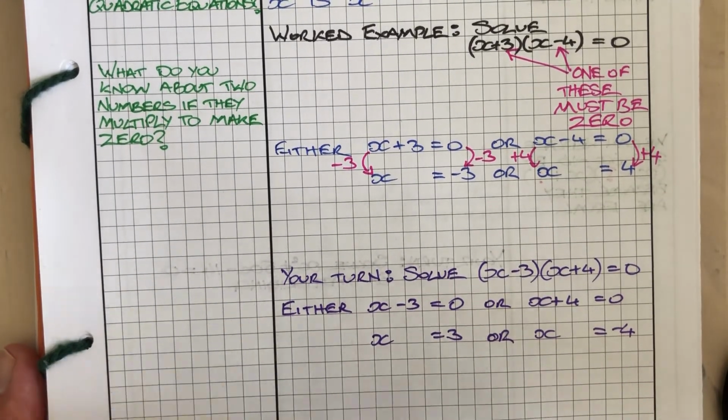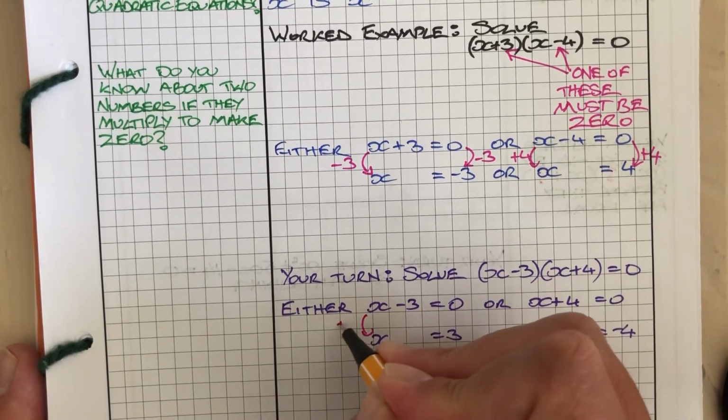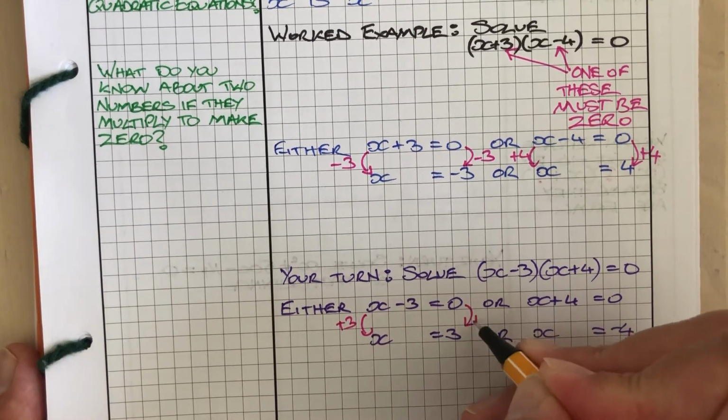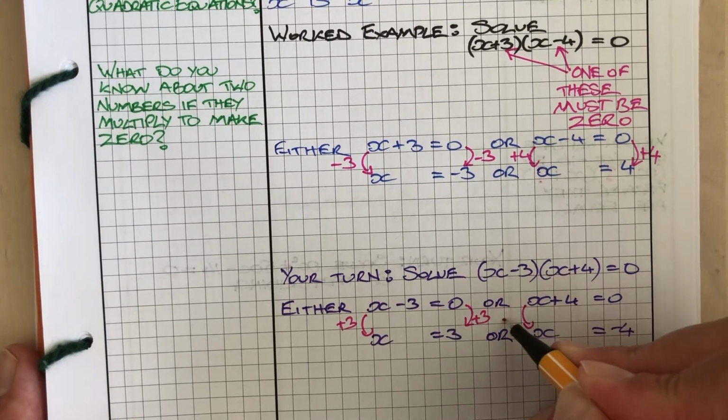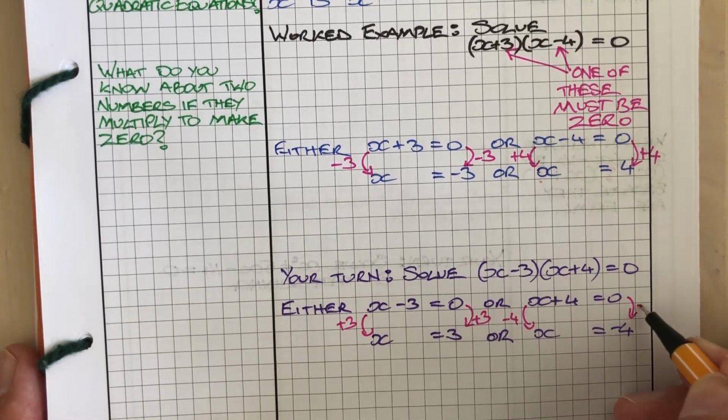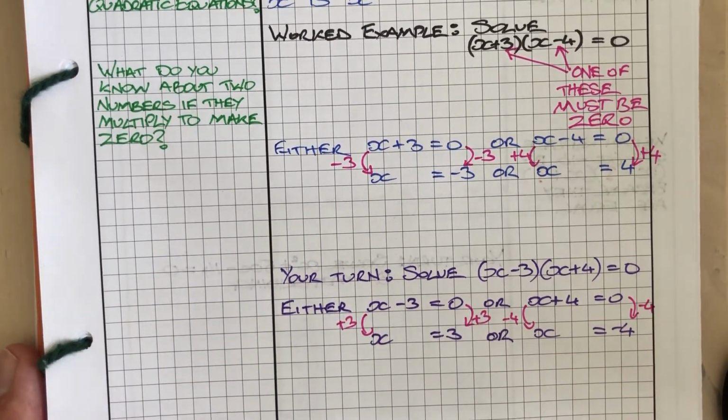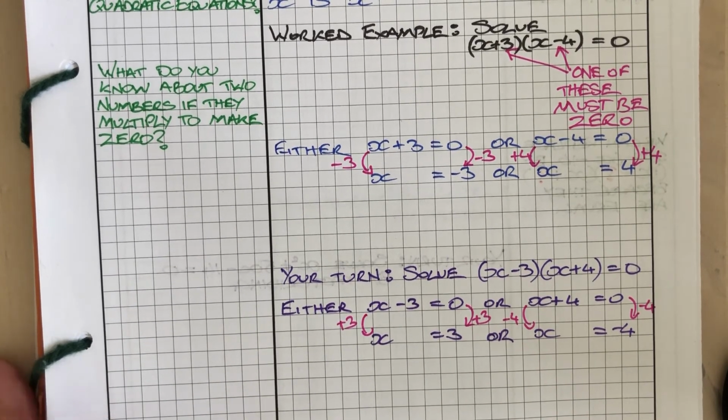If you want, we can put these in. I'm adding 3 to each side to get rid of the take away 3. And here I'm taking away 4 from each side to get rid of the add 4. And that's it done. All right.